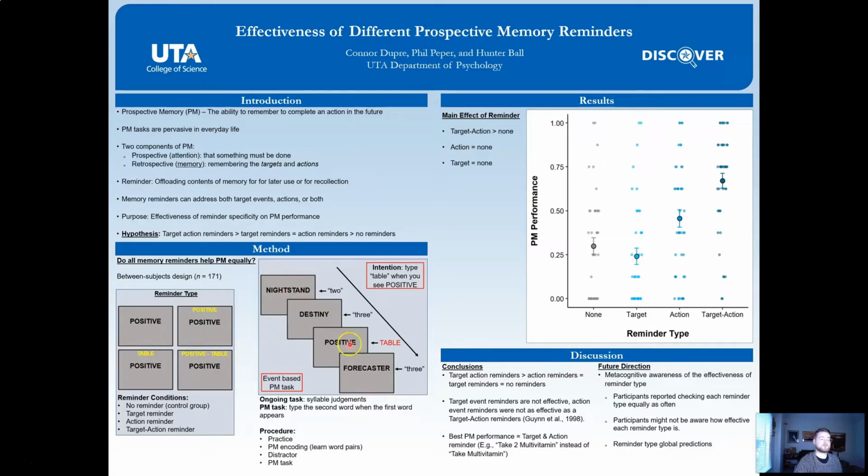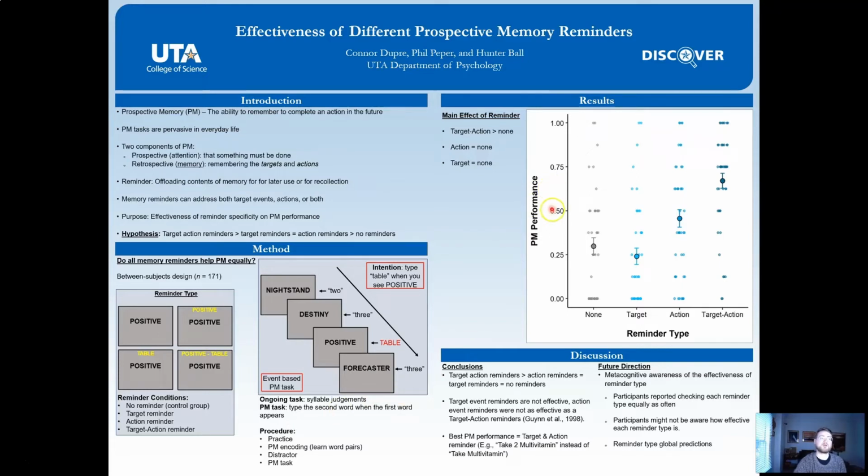We used the prospective memory task that I described previously, where participants completed an ongoing syllable judgment task and formed a prospective memory intention to type the second word whenever they saw the first word. The procedure consisted of a practice stage where the participants learned the ongoing syllable judgment task, then they would proceed to the prospective memory encoding stage where they would learn word pairs. Afterwards, participants completed the full prospective memory task.